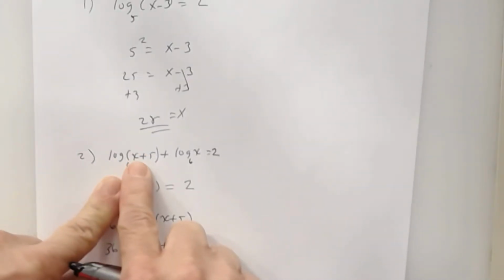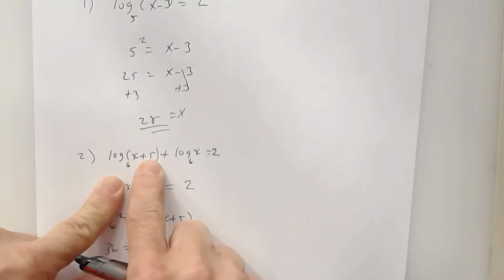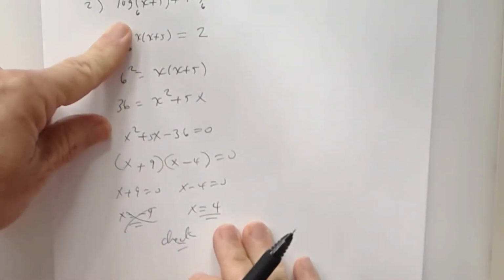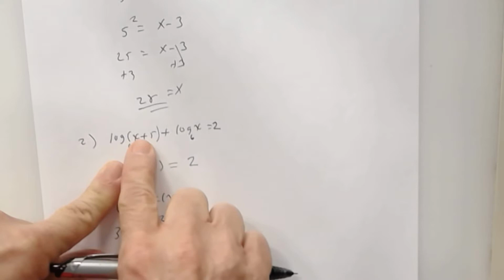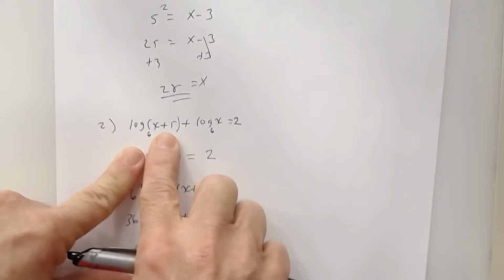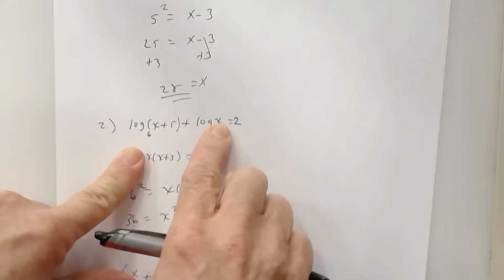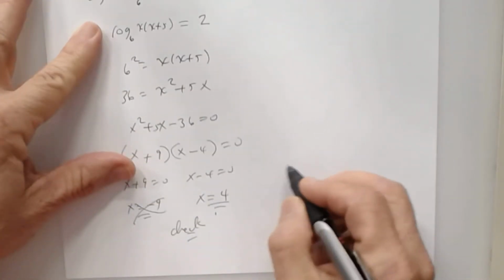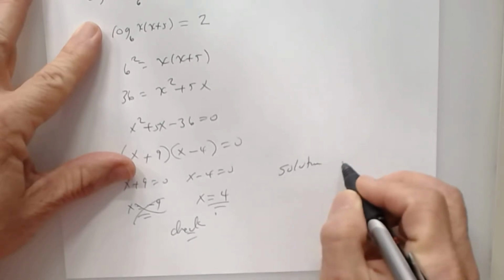Because right away, what's negative 9 plus 5? Negative 4. Can I take the log of negative 4 regardless of what this base is? No, that's undefined. So right away, I can cross this out, because when I plug it in, it makes the argument negative. But when I use the 4, what's 4 plus 5? 9. That's fine. I can take the log of 9, right? So that's the only answer. So your solution is just what?